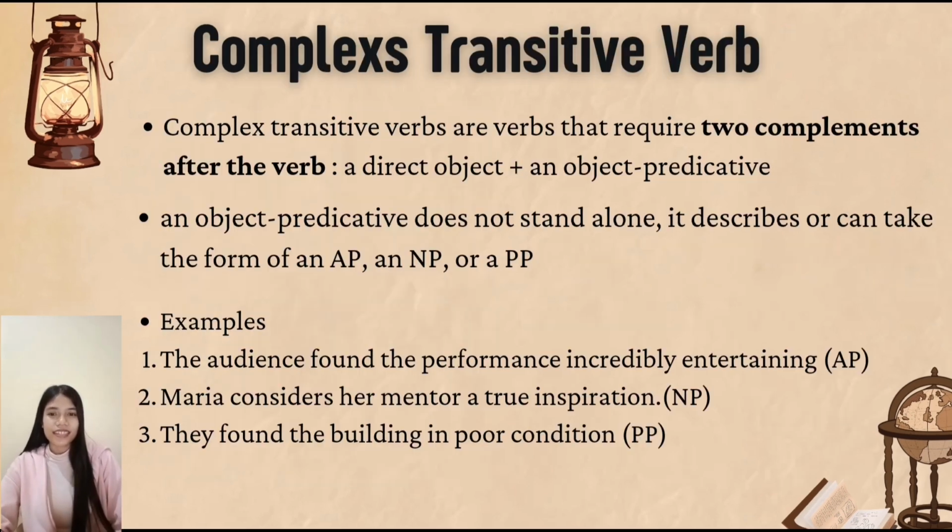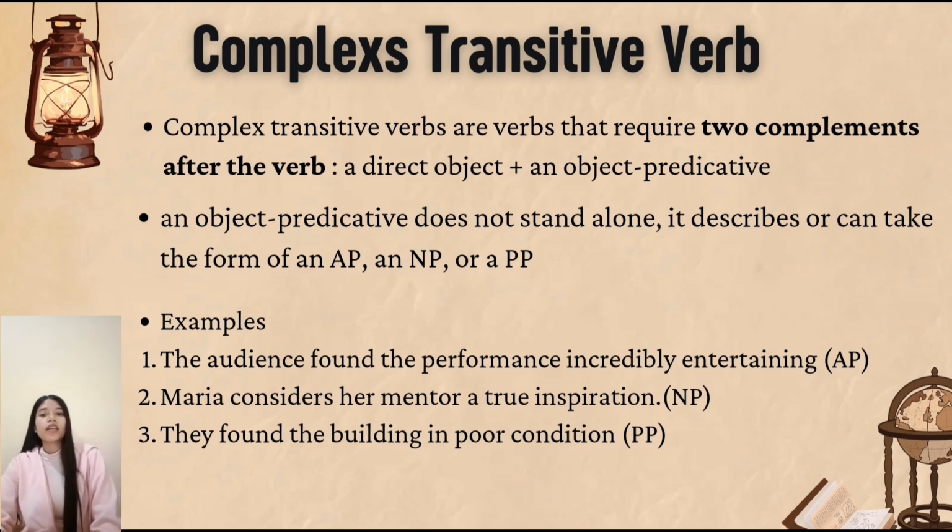Okay, next. Complex transitive verbs. So complex transitive verbs are verbs that require two complements after the verb, a direct object and an object predicative. An object predicative here does not stand alone. It describes the object and can take the form of an adjective phrase or AP, a noun phrase or NP, or a prepositional phrase or PP.